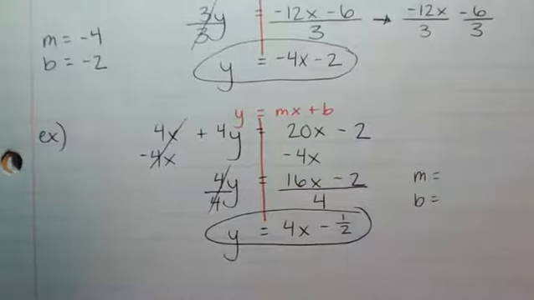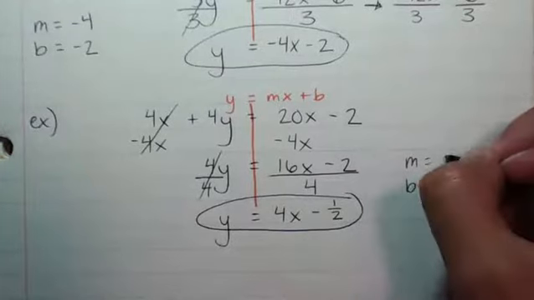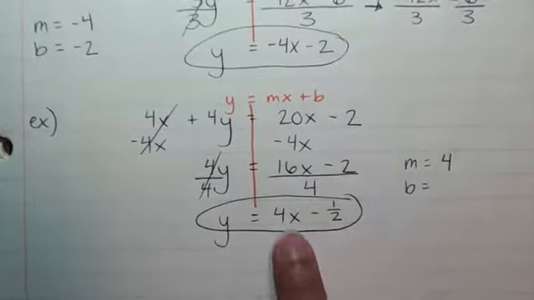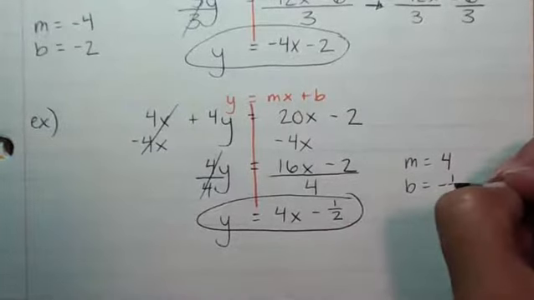What did you identify as the slope here? Slope here is 4, because again, it's always connected to the variable x. And my y-intercept here would be negative 1/2, or negative 0.5.